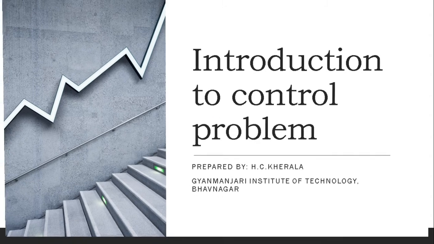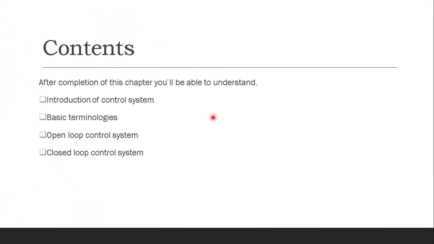So, in today's lecture, we are going to deal with some of the introductory part of control system, that is, what do you mean by control system? The second thing is the basic terminologies regarding control system engineering, and what do you mean by open loop control system and what do you mean by closed loop control system. The detailed analysis of open loop control system and closed loop control system we are going to understand in next lecture. Okay, so let's get started.